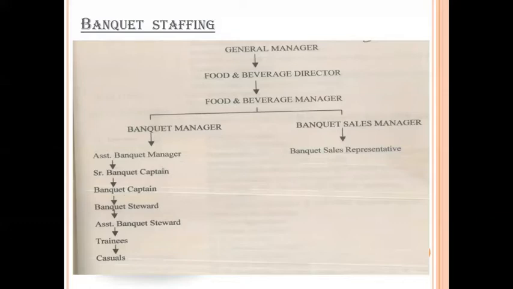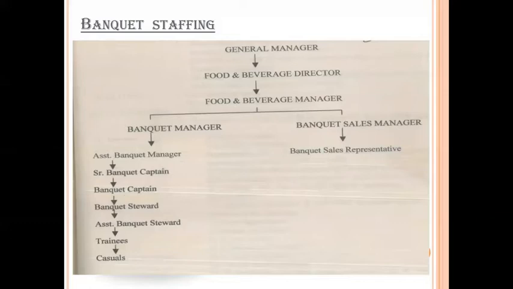The banquet manager is subdivided again into the assistant banquet manager, the senior banquet captain, the banquet captains, the banquet stewards, the assistant banquet stewards, the trainees, and the casual waiters who are hired for that particular event. The banquet sales manager has the banquet sales representatives or the banquet sales assistants below him. They are the ones who typically take the bookings or the reservations for the banquet functions. It could be a formal function or an informal function.